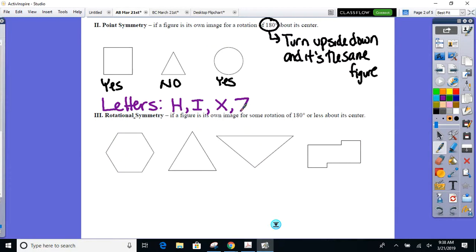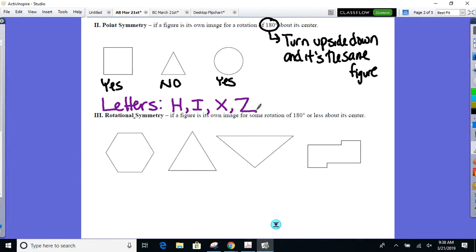Now, let's bring in our boy, the Z there. Is Z going to work? Draw it on your paper, turn it upside down, you still get the same Z? I believe so. S? Does S work? If you turn it upside down, I still think you get an S. Oh boy, Jack.